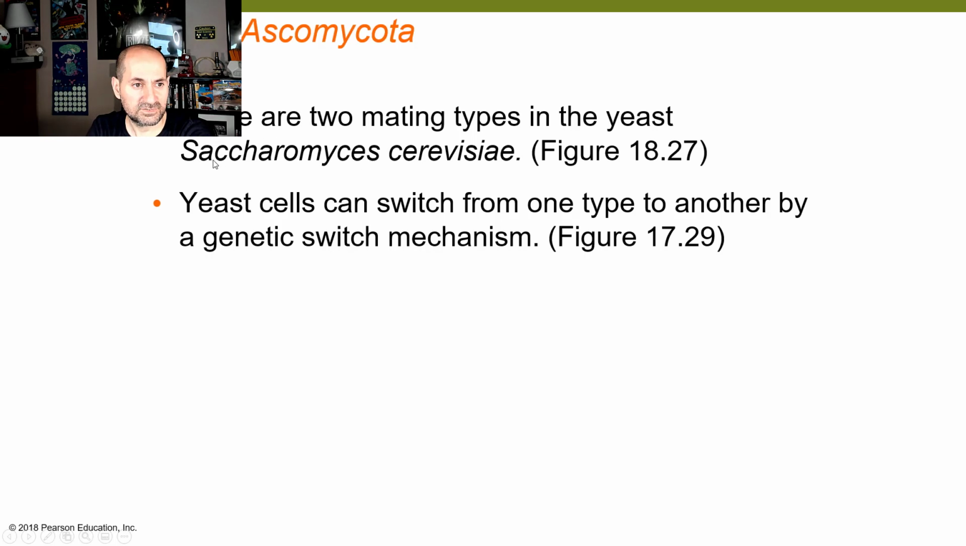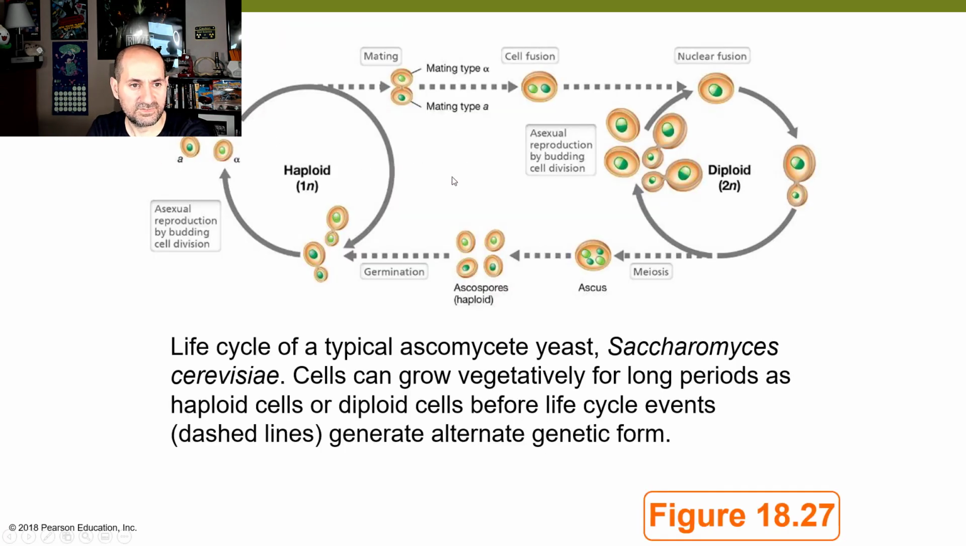Now, here's a really interesting thing about Saccharomyces cerevisiae. Not only do they grow by budding, but this is interesting to know on the exam: that yeast can grow by budding either as diploid cells or as haploid cells. But if they're diploid, they can undergo meiosis to form haploid cells, and if they're haploid cells, they can undergo cell fusion to form a zygote, to form a diploid cell.